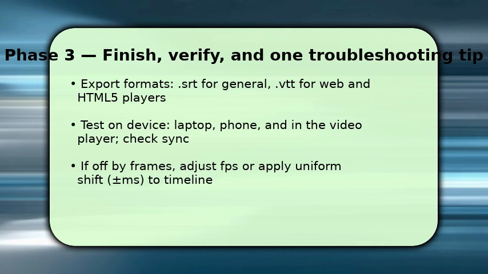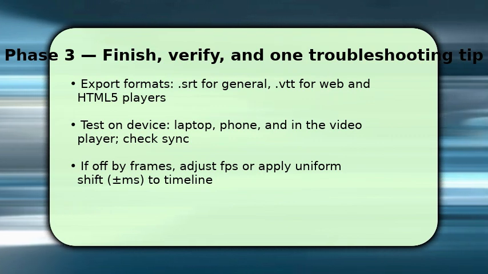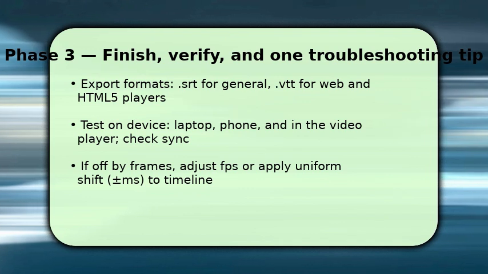If captions are early or late across the whole file, apply a uniform time shift by milliseconds or correct the frame rate. Small offsets fix most issues. If individual cues are wrong, edit those timestamps directly. Troubleshooting tip: if many cues drift gradually.